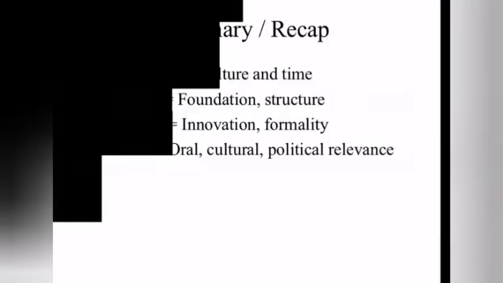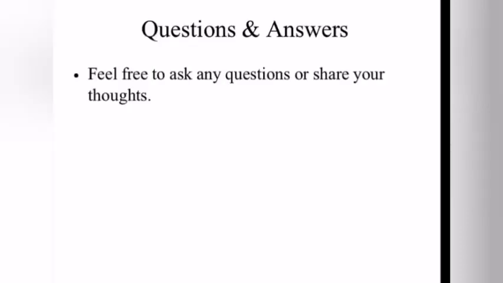So that's just it. And this slide is just a summary of how poetry reflects culture and time. The classical form is foundation and structure. The European era was innovation and formality, and the African is oral, cultural, and political relevance.